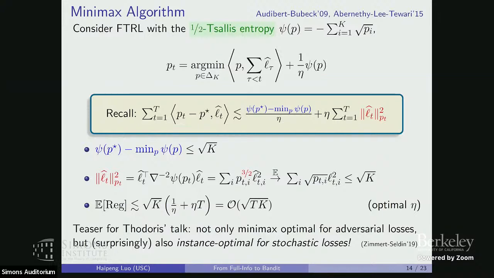And again, that's surprising because this kind of FTRL framework was originally proposed only to deal with the adversarial case. But it turns out that somehow it automatically adapts to the stochastic case as well. Again, Sadori will talk more about this.